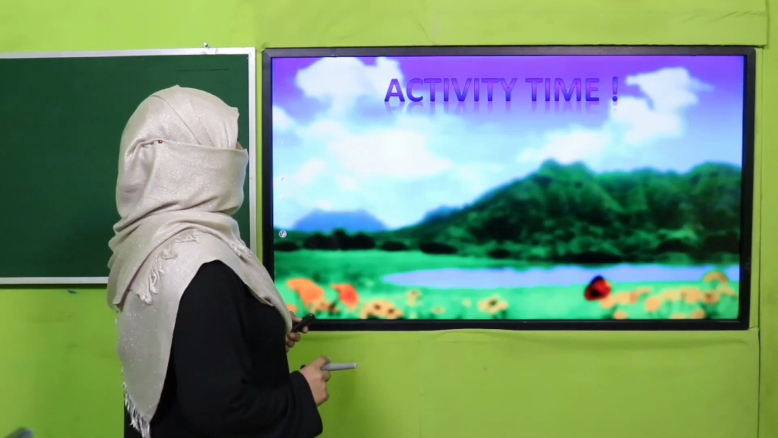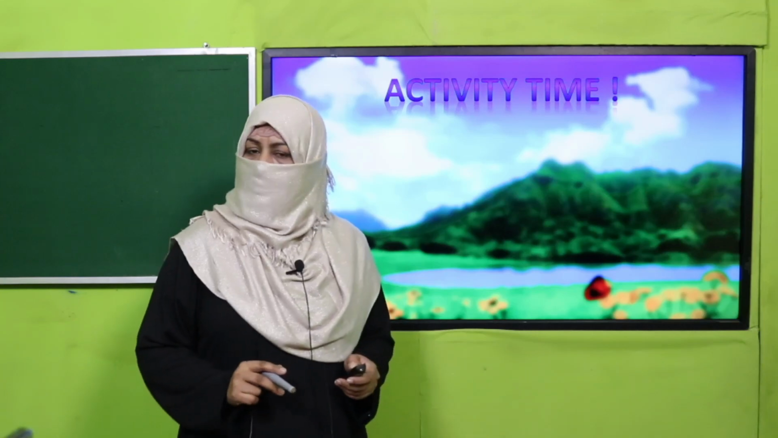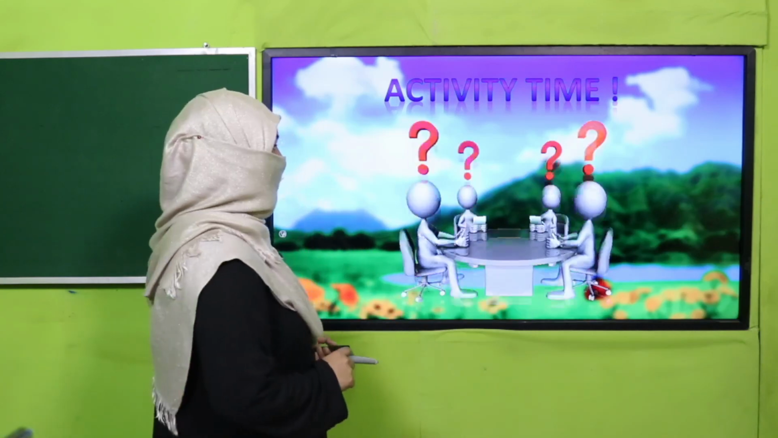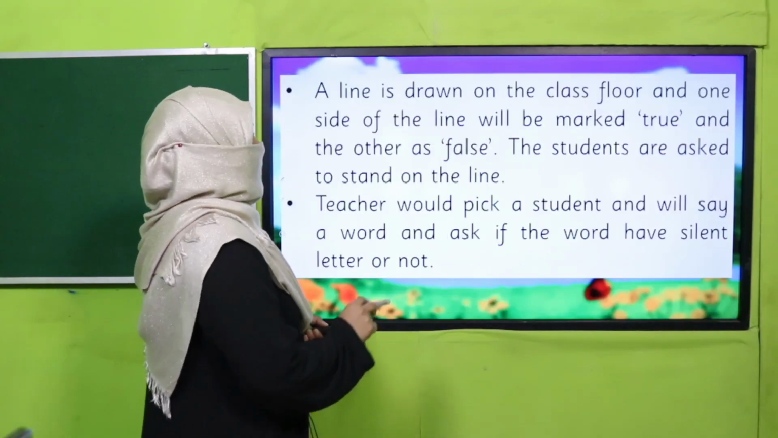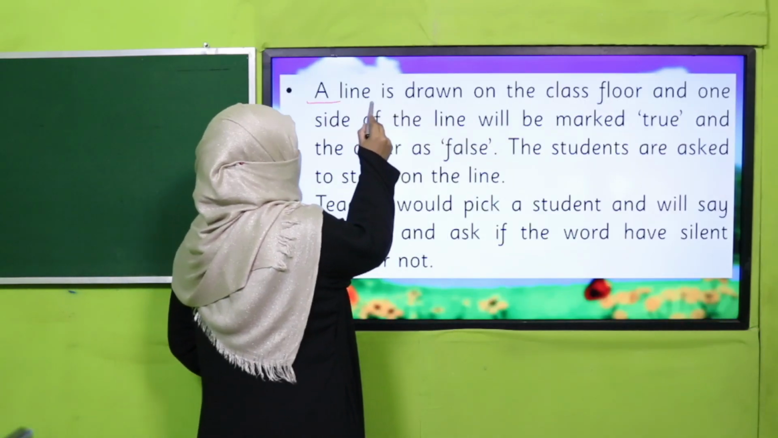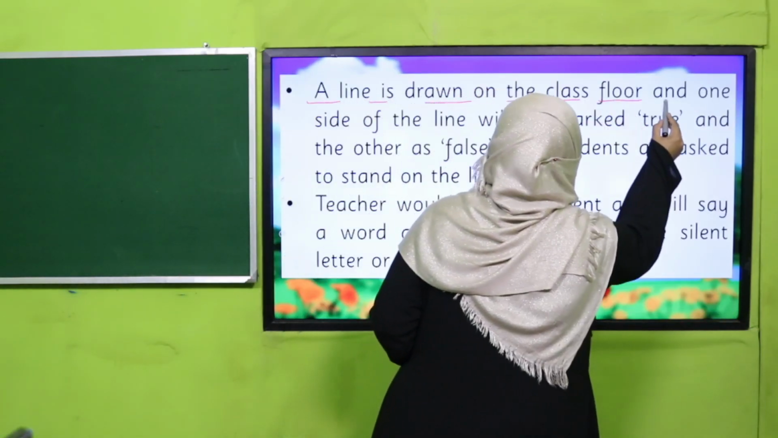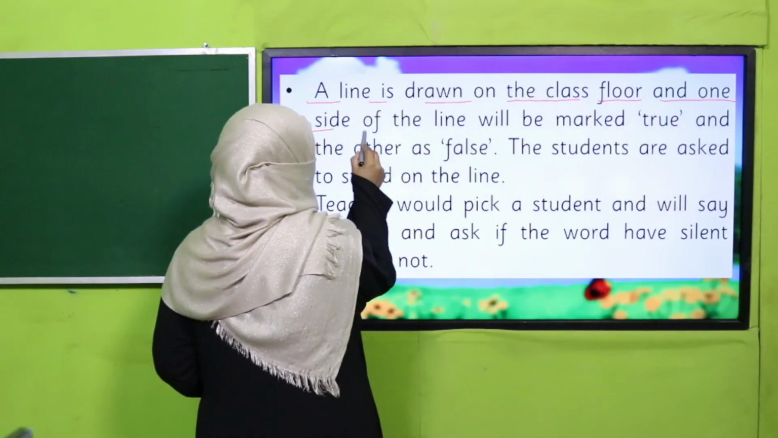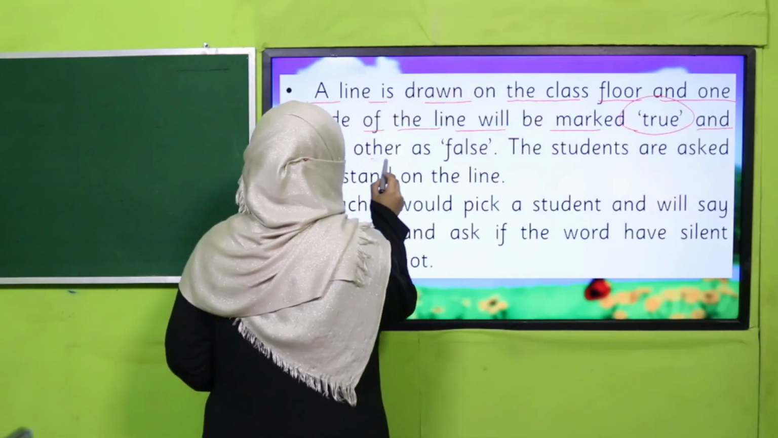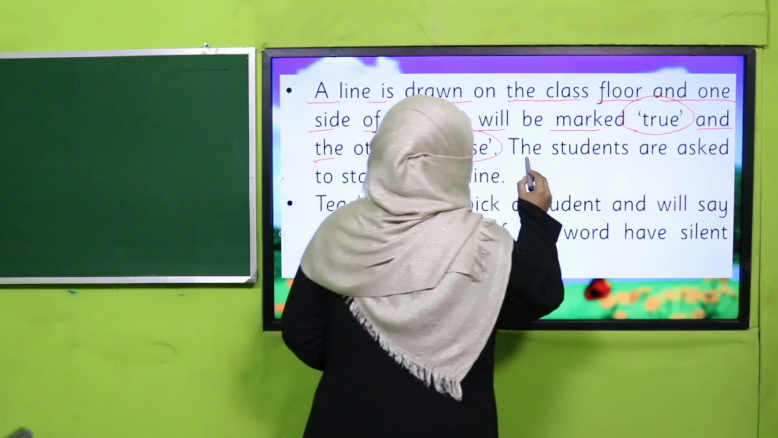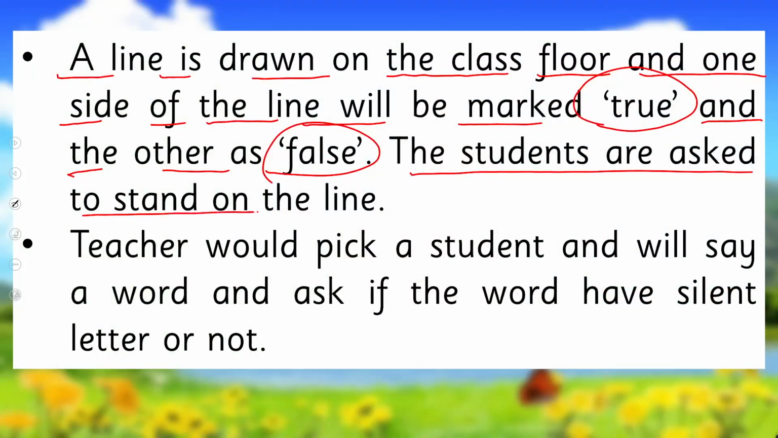So in this way, we learned about silent letters. It's our activity time now. What are we going to do? Teacher will draw a line. A line is drawn on the class floor and one side of the line will be marked true and the other as false. The students are asked to stand on the line.